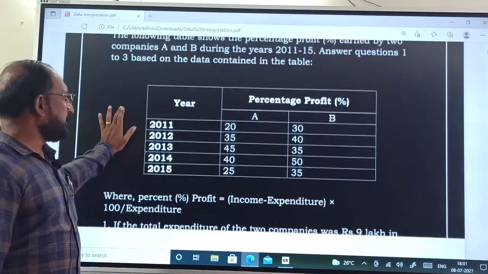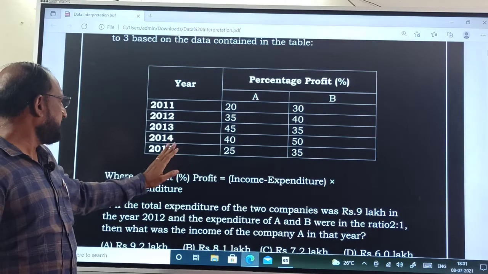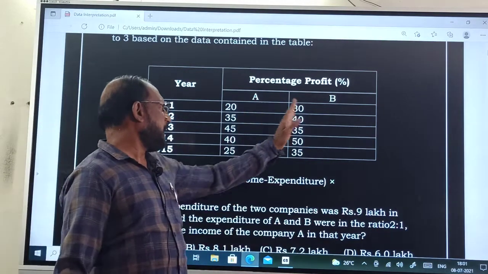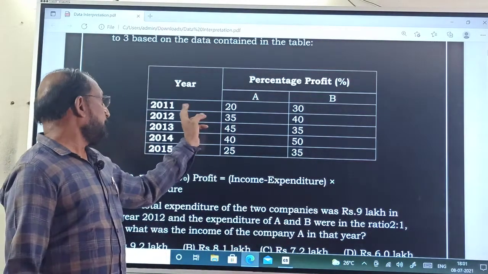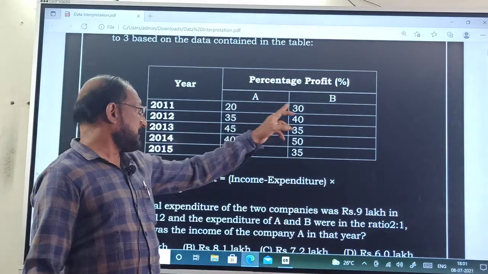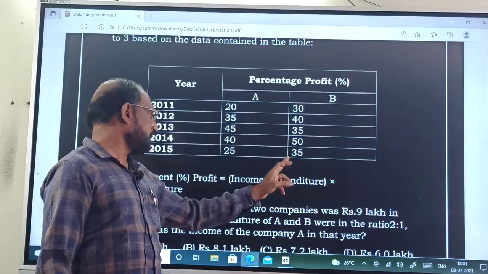See what is given in the table. Years are given: 2011, 12, 13, 14, 15. Company A and Company B. This is the profit percentage. Company A in 2011 is 20% and B is 30. Next year, 2012, 35 and 40, like that it is given.